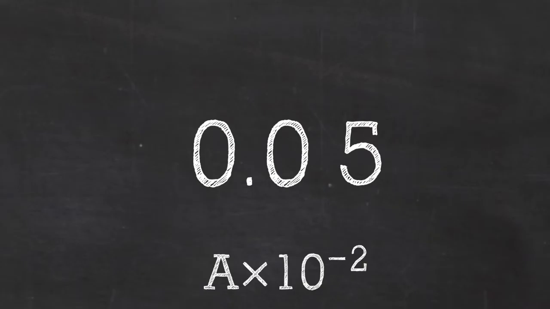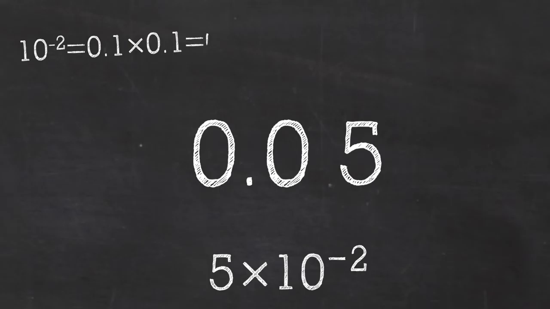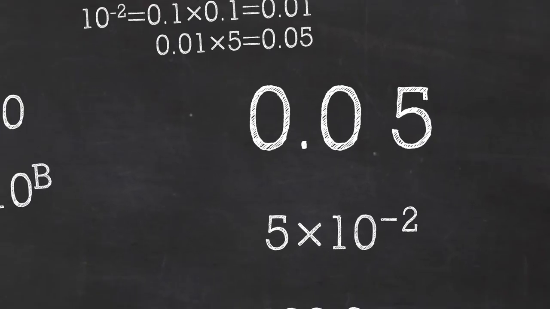If we remove all the zeros that we hopped over, and the one that was before the decimal place, we're left with the number 5. This becomes our number A. So the number 0.05 can be written in scientific notation as 5 times 10 to the power of minus 2. Again, we can check that this is correct by working out the individual components. 10 to the power of minus 2 is actually 0.1 times 0.1, which equals 0.01. And 0.01 multiplied by 5 results in 0.05.